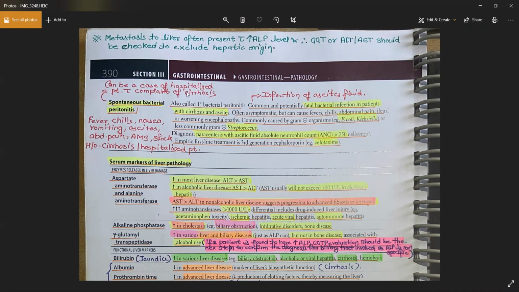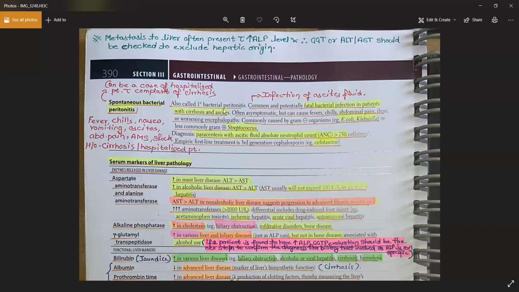Now, what happens in this case is that those patients who have a history of cirrhosis or ascites, whenever you admit them to the hospital, their case could be complicated by bacterial overgrowth, mostly by gram-negative organisms like E. coli and Klebsiella, and less commonly gram-positive bacteria like Streptococcus. So it is a superinfection with these bacteria in patients with cirrhosis or ascites.